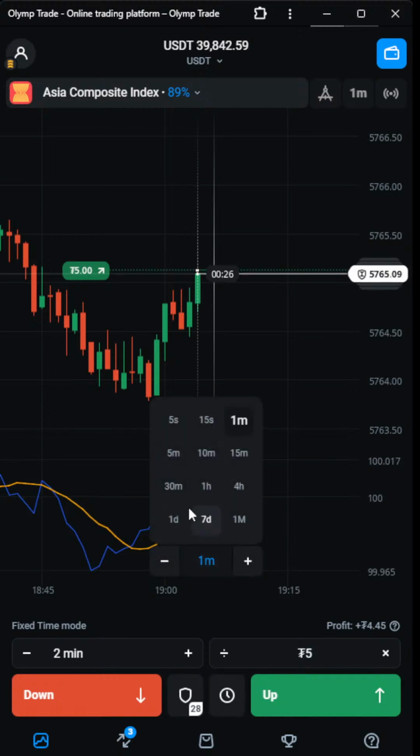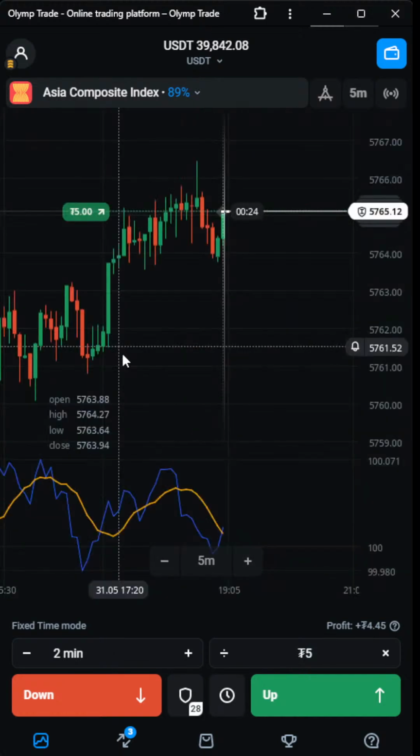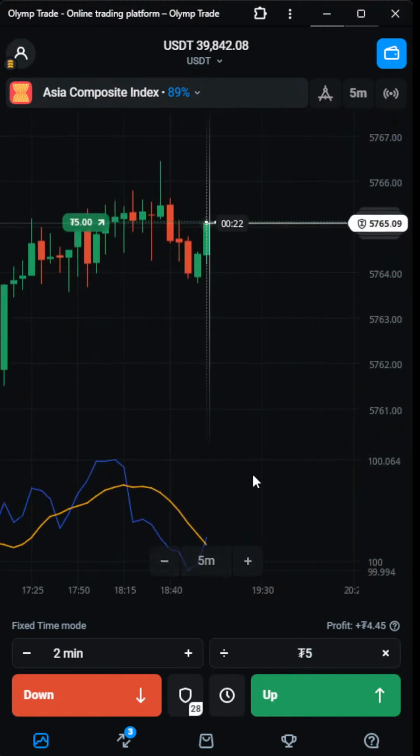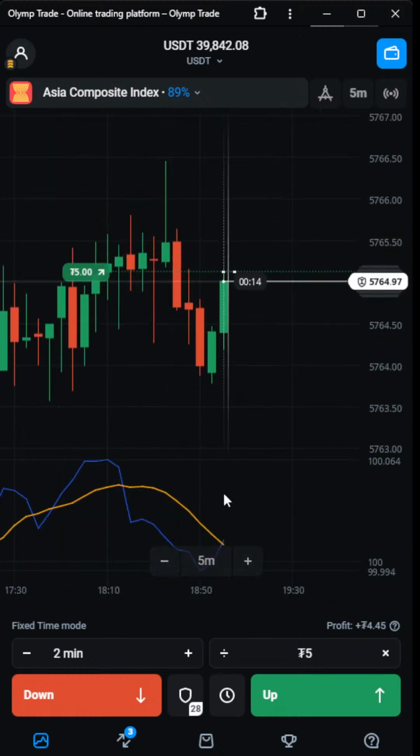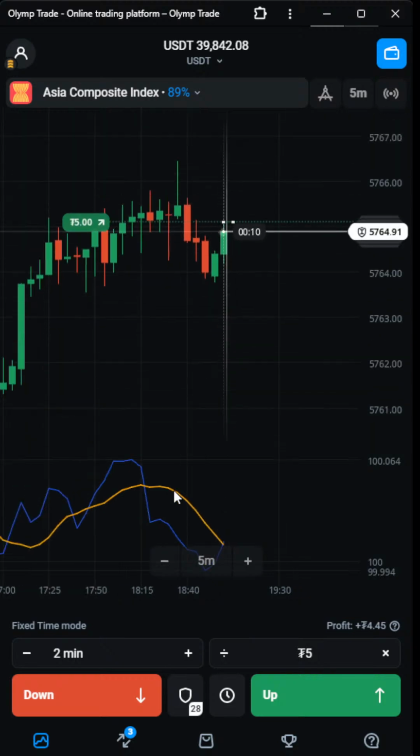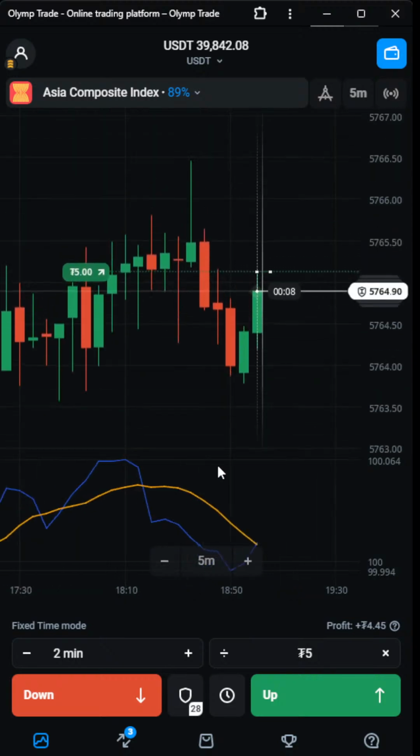Okay, let me just take a pre-trade now. It's just the risk-free trade that we have selected. So the blue line is crossing this golden line from bottom to top. Here we could have, I think, increased the expiration time a little. Okay, let me just zoom it in.